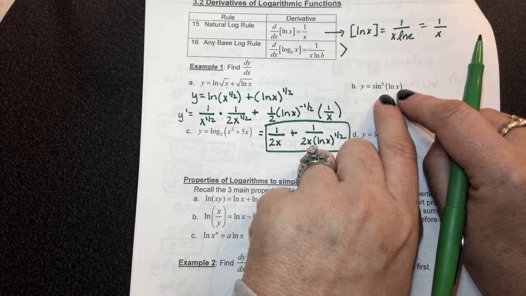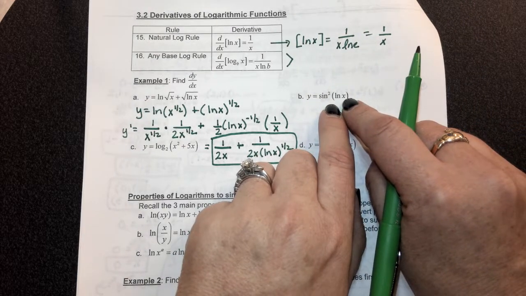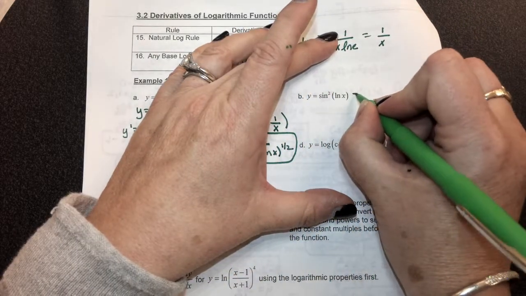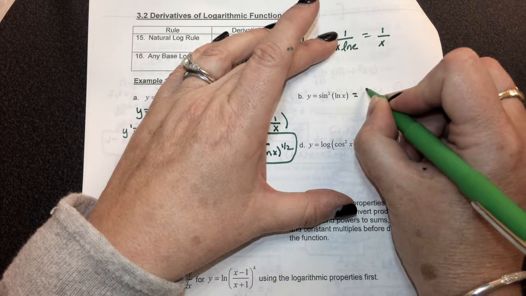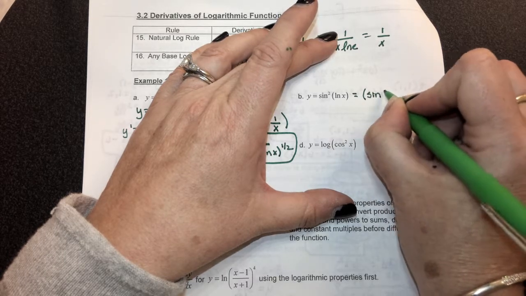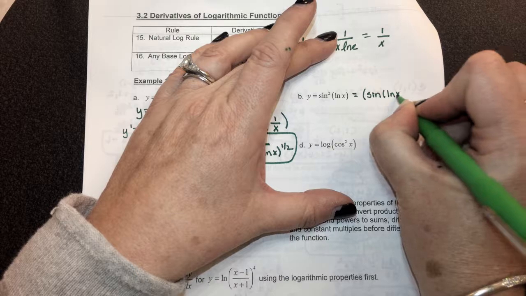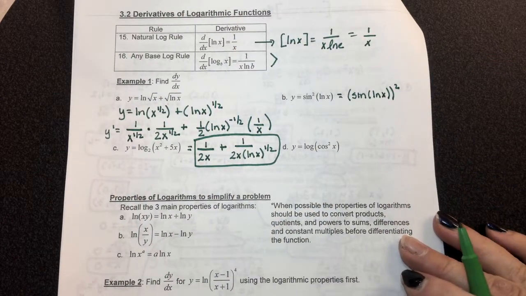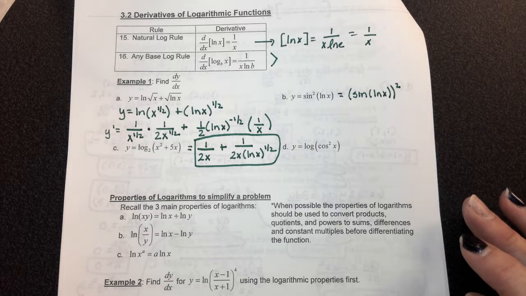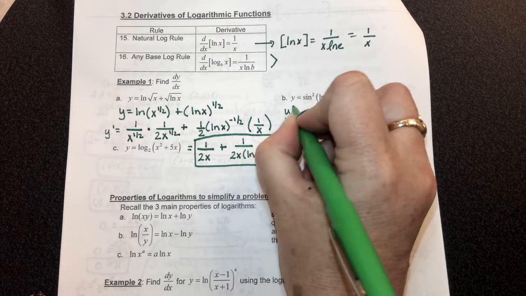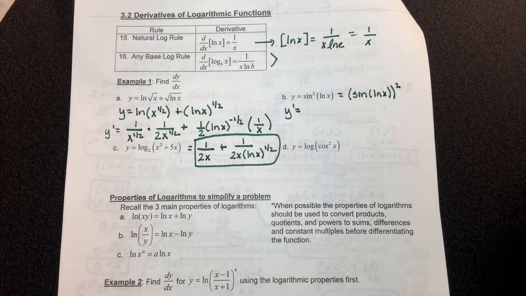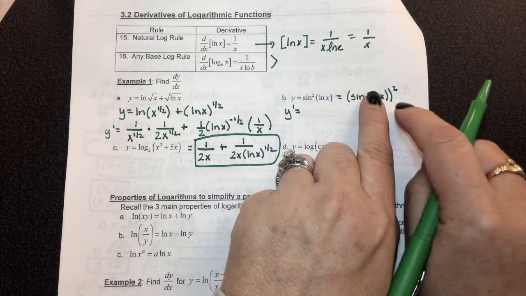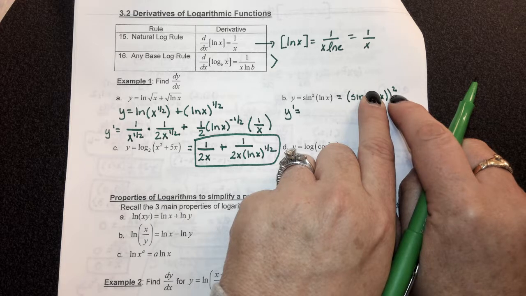Remember, anytime you're dealing with a trig function raised to the second power, rewrite it with the parentheses. Remember what this is equivalent to. It's equivalent to the quantity of sine of natural log of x, all raised to the second power. So now you can see we're going to be dealing with the chain rule. Again, start on the outside, work your way in. What's on the outside? You've got something raised to the second power, so we're going to apply the power rule.